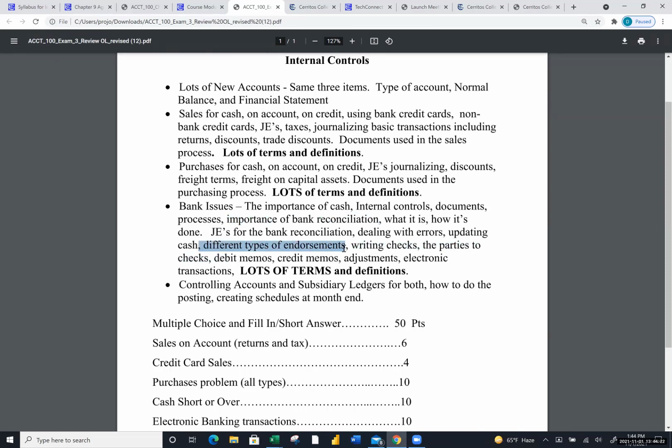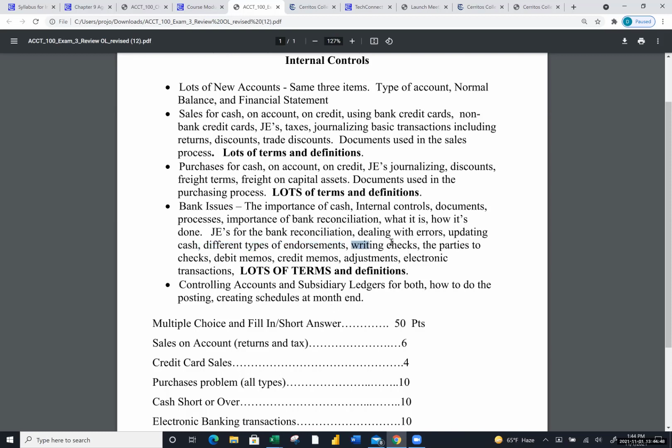Here's what I mean about endorsements. I haven't mentioned endorsements, but they're fully covered in the exam. What the heck's an endorsement? When you flip a check over, if I get a check in the mail today and I turn it over, if I just sign my name, that's an example of a blank endorsement. It's a dangerous type of endorsement, but it's what most of us do.